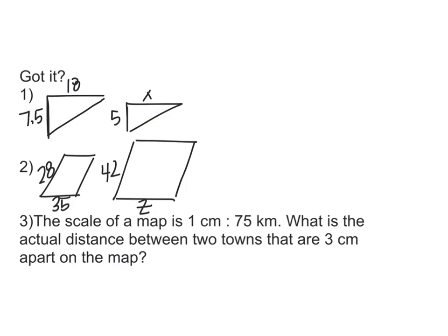Here's where you get to show me what you learned from the video. If you can't answer these questions, you need to go back and watch the video again. For number 1, I need you to find X. So you're going to do 7.5 over 18 equals 5 over X. You have to show your work. For number 2, I need you to find Z. So you're going to do this over this equals this over this. And you have to show your work.